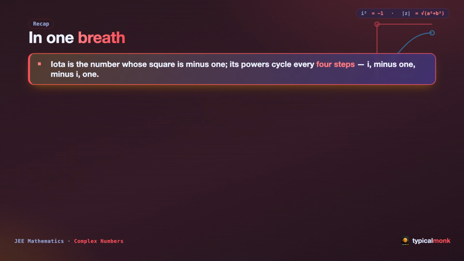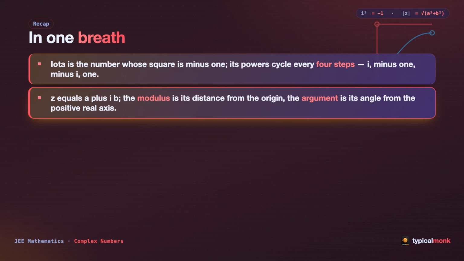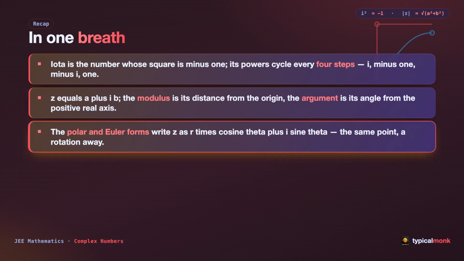Let us gather the whole class in one slow breath. Iota is the number whose square is minus 1, and its powers cycle every 4 steps: i, minus 1, minus i, 1, and then it repeats. Every complex number is z equals a plus ib. Its modulus is the distance from the origin, and its argument is the angle from the positive real axis. The polar and Euler forms write z as r times cosine theta plus i sine theta, the same point described through a rotation instead of a pair of coordinates.